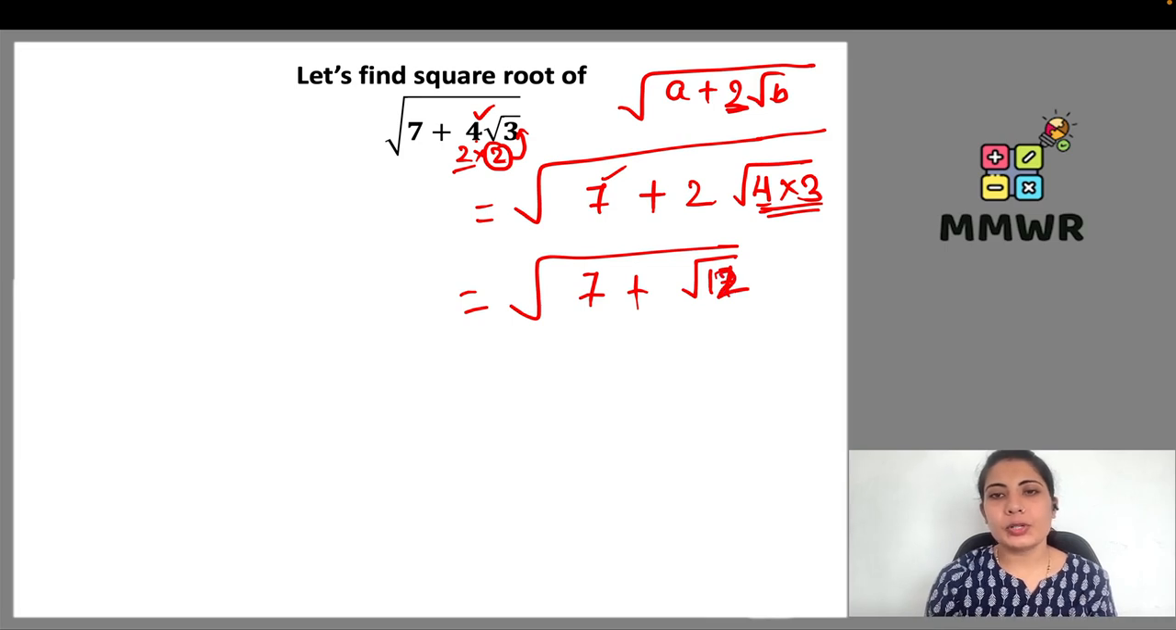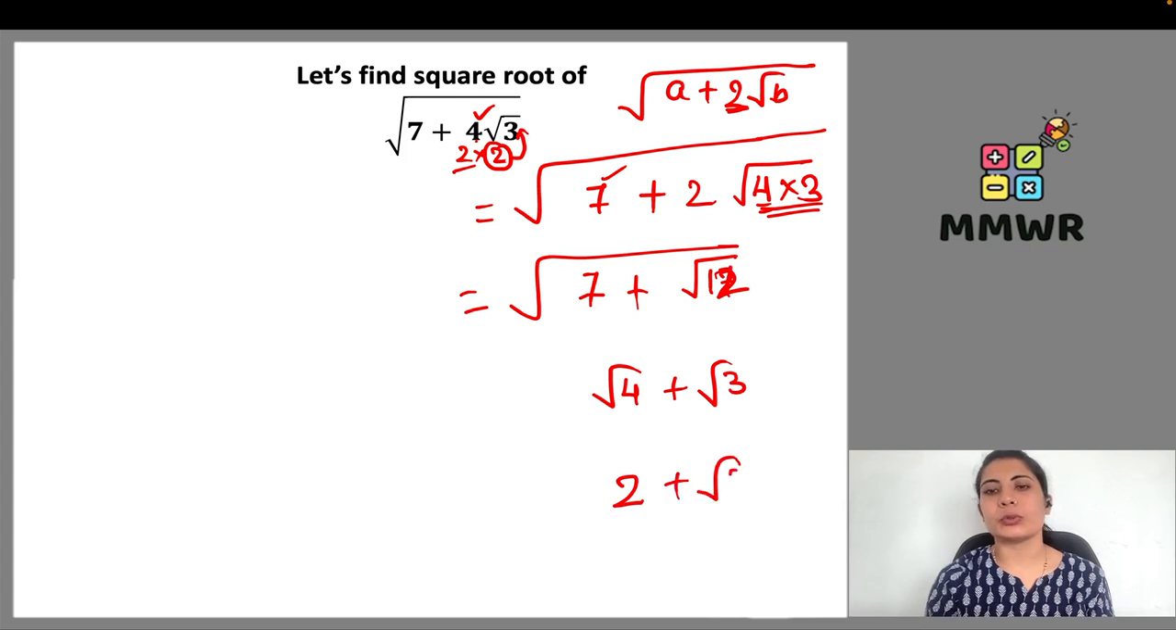Right? So root 4 plus root 3 is going to be the answer for the square root of 7 plus 4 root 3. Root 4 can be further written as 2 plus root 3, right? Like this, we can simplify. So please simplify many more problems of the same type and put your answers in the comment box. Okay.